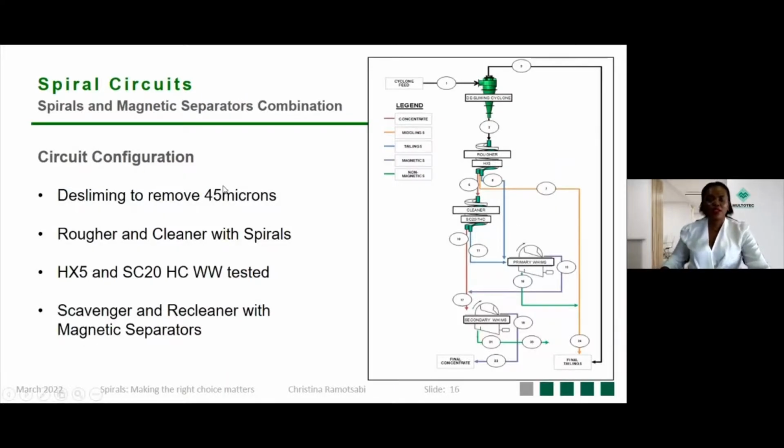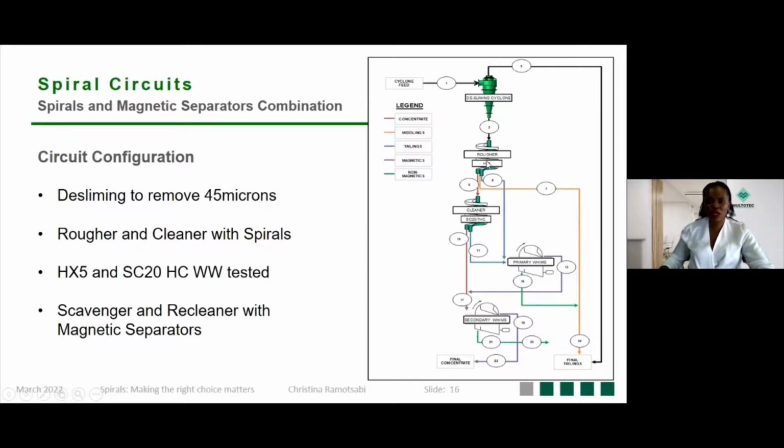So this is the second configuration. For complex material, or where the ore is difficult to separate, spirals can be paired with other technologies to, number one, enhance the grade and also improve the recovery. In this particular scenario, the spirals were paired with the magnetic separator. So it was a 4-stage circuit in total.